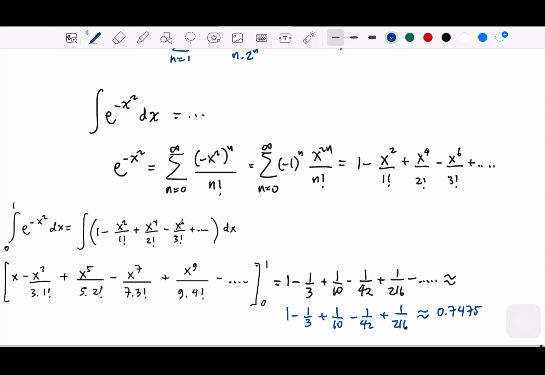0.7475. Because if we look at the terms after this fifth term, so the sixth term, when n equals 6, it becomes x to the 11 divided by 11 and then 5th factorial, right? And if we see this at x equal 1, this is 1 over 1320, which is less than 0.001.